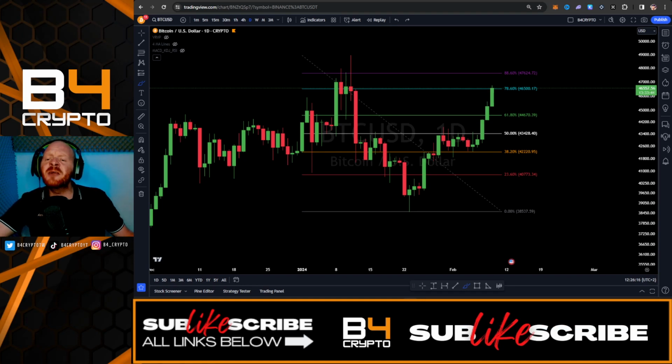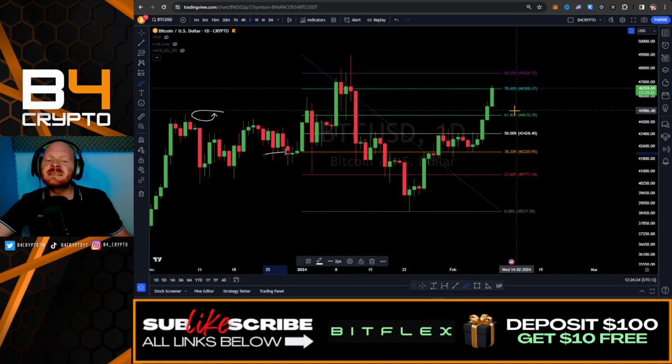And yes, guys, the Fibonacci retracement levels are giving us some great information about previous resistance and also support, like we can see exactly here. The 61.8 was previous resistance and is most likely to turn into support exactly here.